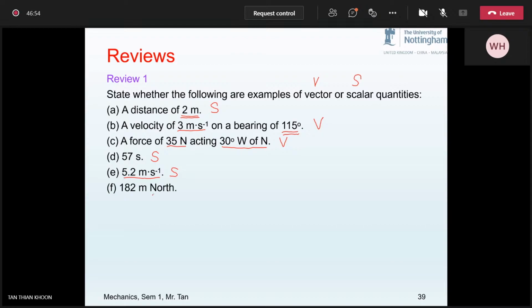Okay, good. How about F? 152 meter north. Vector quantity. Why? Because it shows the north, the direction, and the magnitude. Although it is very short, just 182 meter north, we know exactly the distance and the direction. Very good. Everyone can recognize that. If these are the kind of questions, everyone gets 100.